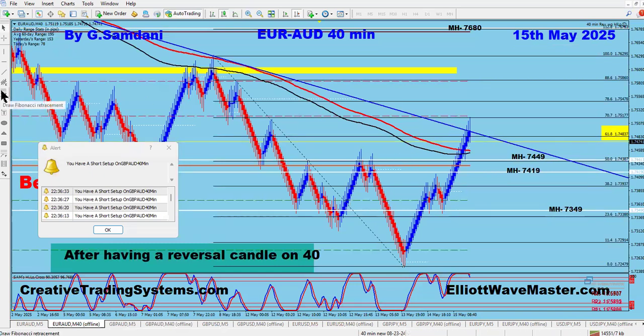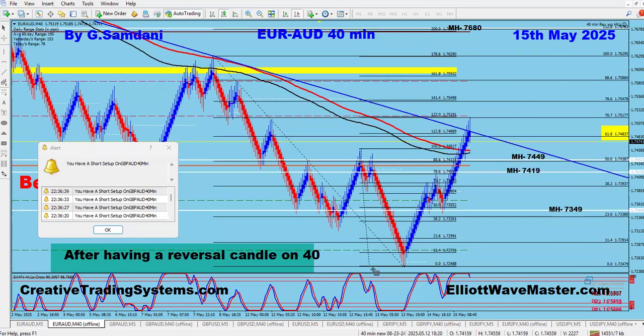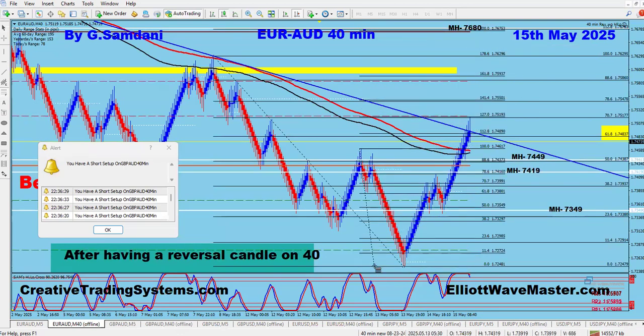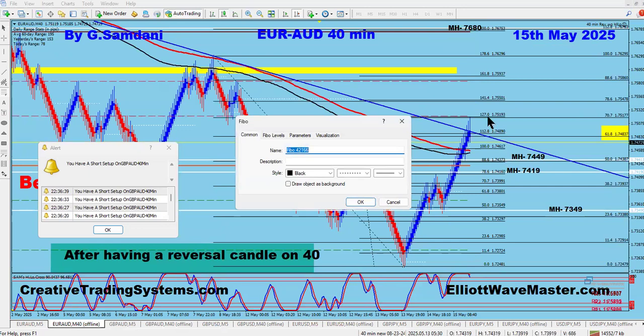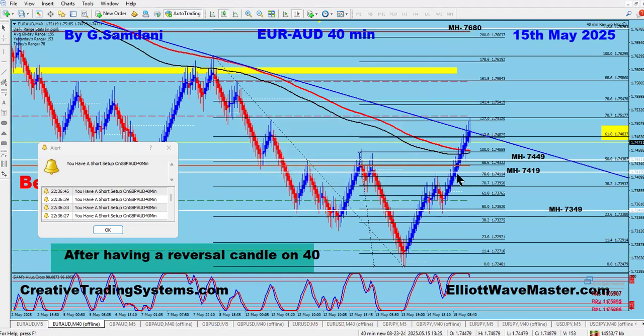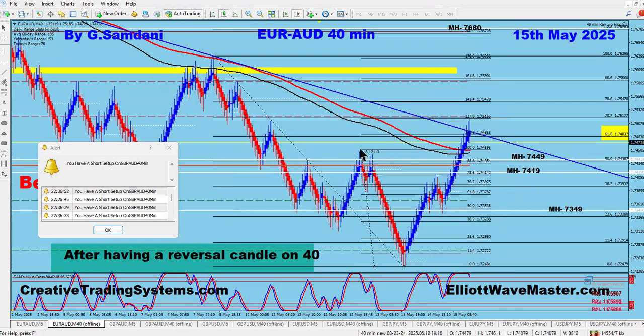Now this pullback, it's not a pullback, it's an extension actually. And how much is that? Exactly to the pip, 127 touch, right? So we have a very solid case: this thing is 78, small dip, and then 127. So we have 61% and 127, and we are posting a reversal candle here. So another short opportunity coming from this chart, right?